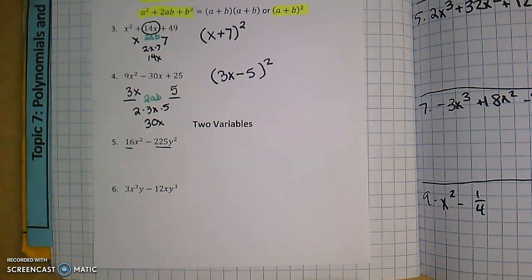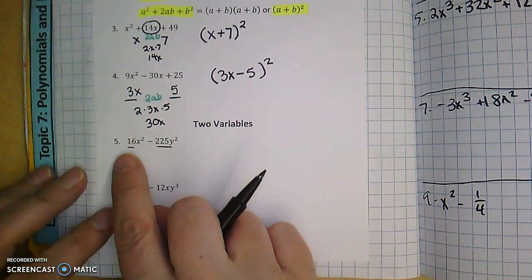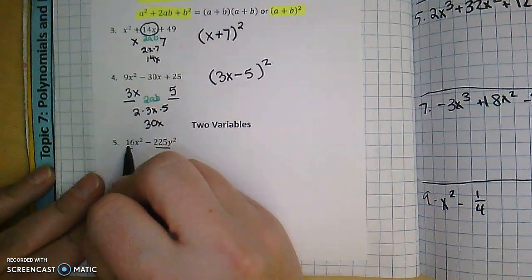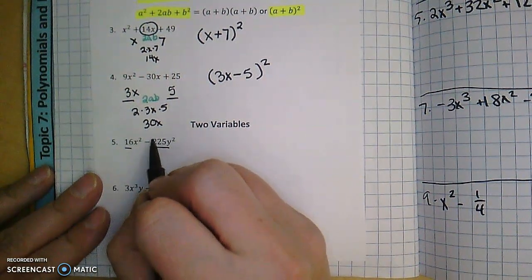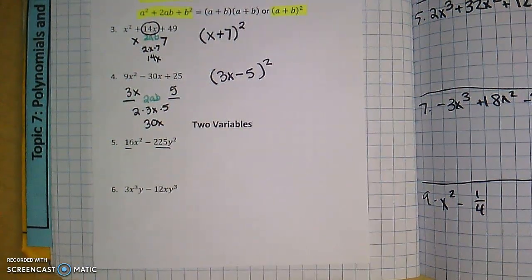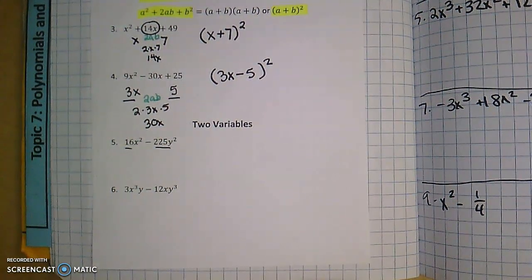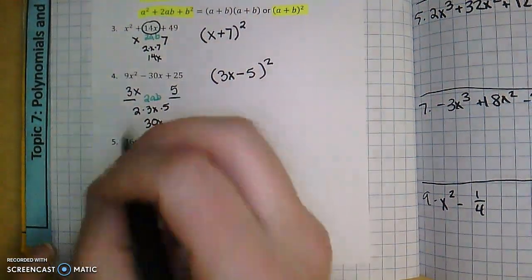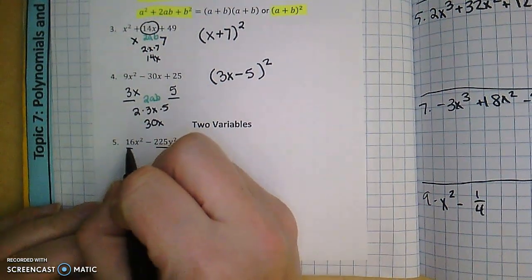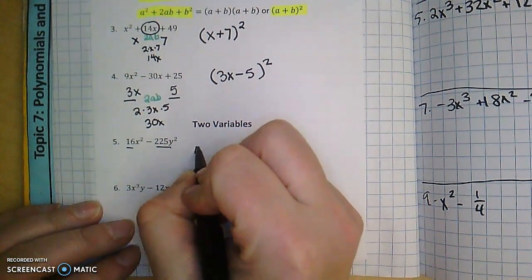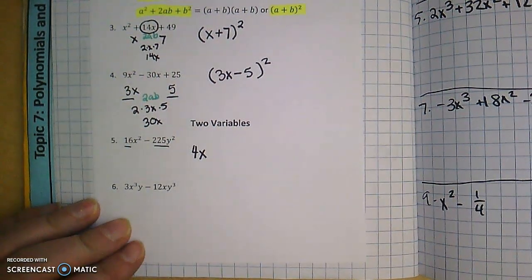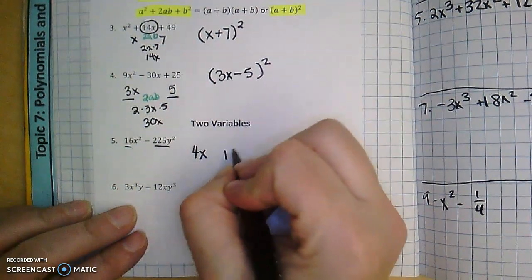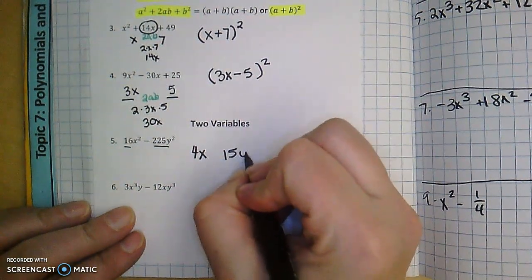The reason I'm using difference of squares is because I have 2 terms in a binomial which are both perfect squares. Now remember, when I have perfect squares, that means that the 16 has a perfect square root, the x is squared, this 225 has a perfect square root, and then y squared is a perfect square. So to factor this, all I have to do is figure out what the square root of each of these is. The square root of 16 is 4, the square root of x squared is x. The square root of 225 is 15. The square root of y squared is y.